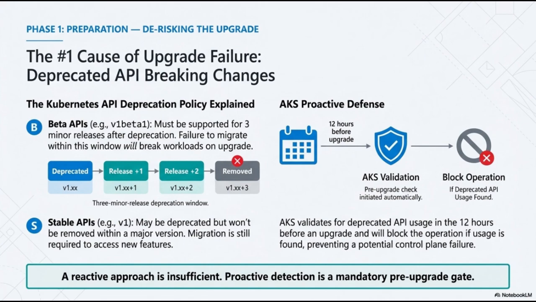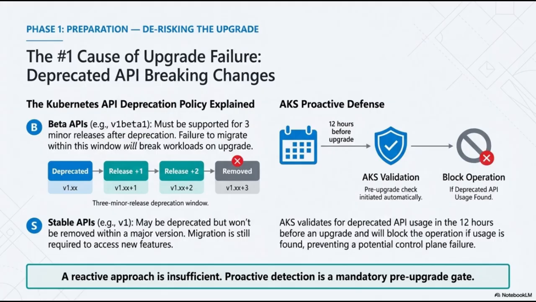Moving into Phase 1, our primary focus is de-risking the upgrade. Statistically, the #1 cause of upgrade failure is the presence of deprecated APIs that introduce breaking changes. To understand the risk, we need to look at the Kubernetes API deprecation policy. For beta APIs, those like v1beta1, there is a strict 3 minor release window.